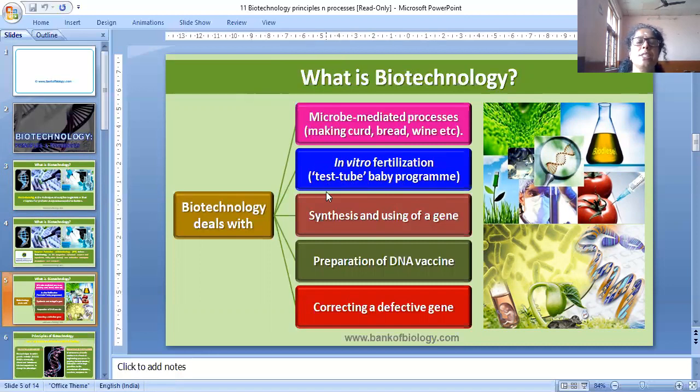In vitro fertilization, synthesis and using of a gene, preparation of DNA vaccine, correcting a defective gene. Test tube baby is one. New genes can also be synthesized, a defective gene can also be corrected, new genes can also be used, and preparation of DNA vaccine is also done by this.